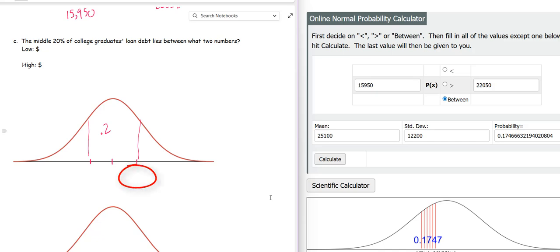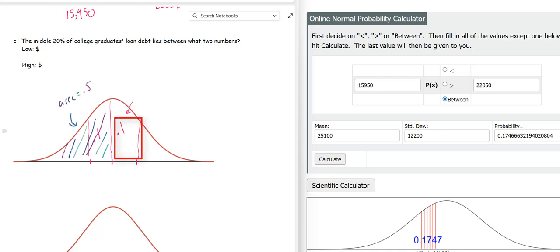So here's how I'm going to do this. I'm going to split this area here into two pieces. We got area 0.1 on both sides because they add together to be 0.2. And I know that the area to the left of the mean is 0.5. And I know this area here is 0.1. So the total area, if I add those two together, I get 0.6.